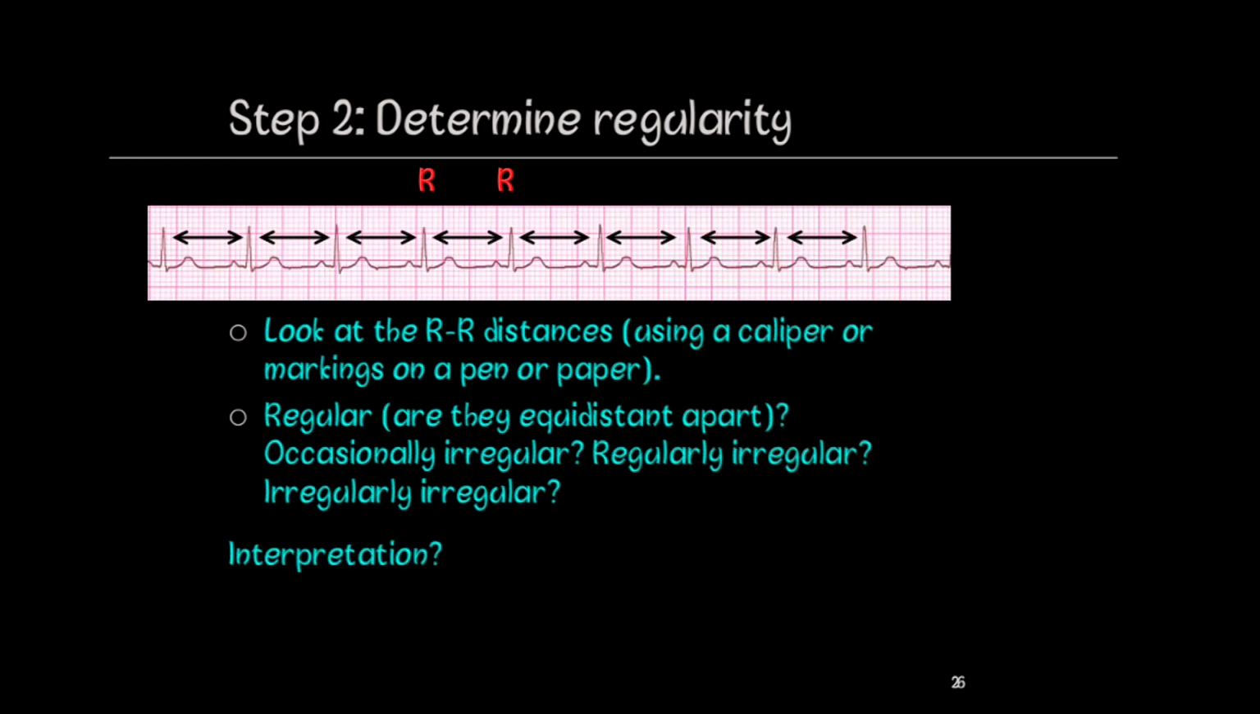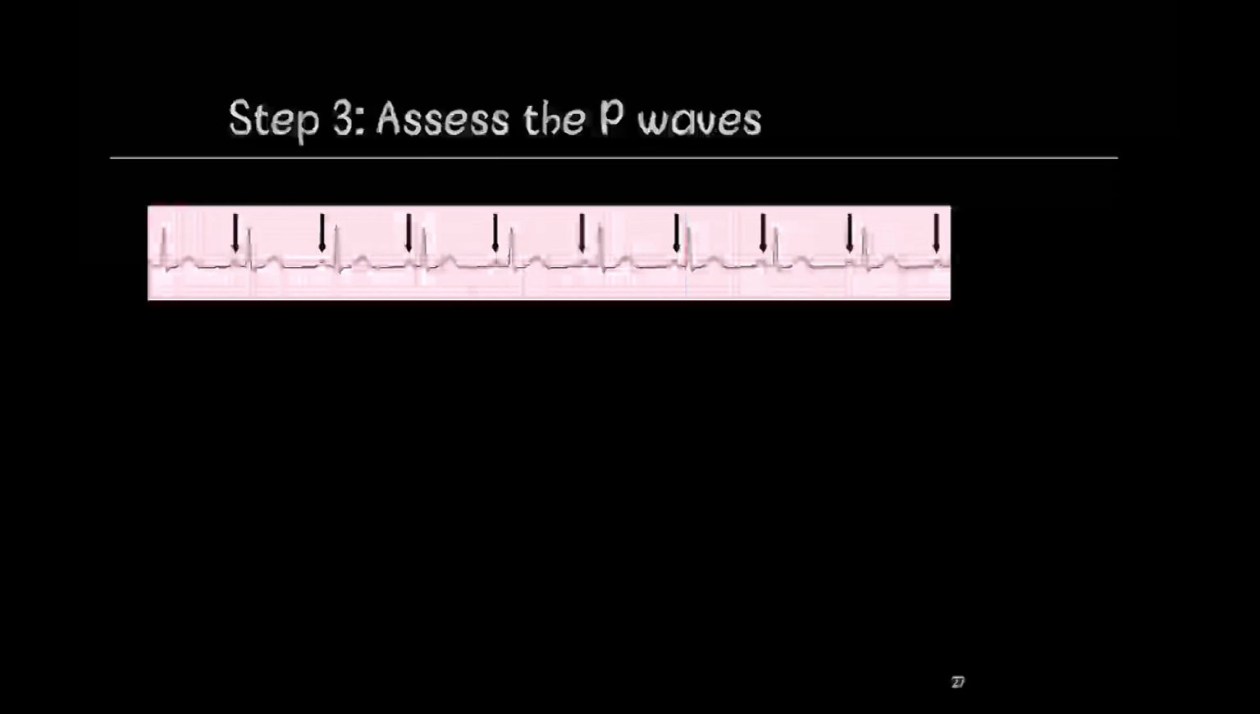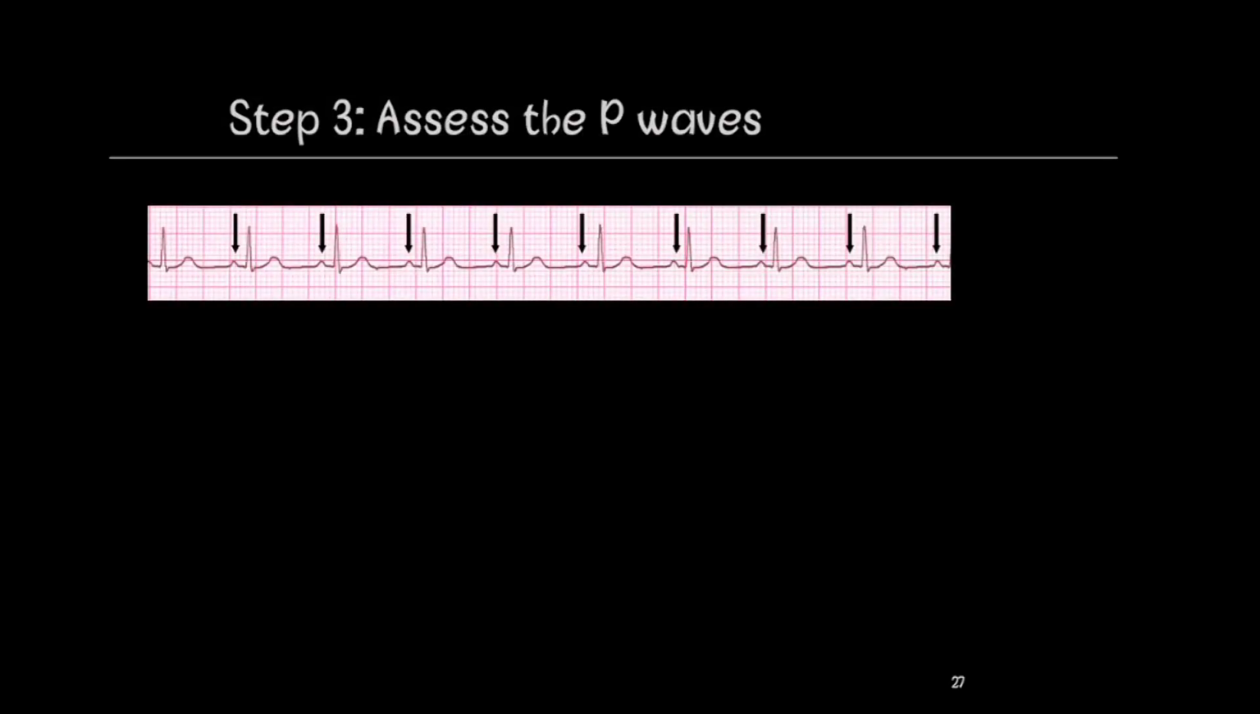Now, can you determine the regularity in the ECG shown here? Yes, you're right, this is a regular ECG, as the distances between the R waves are consistent, equal, or you can say equidistant apart. Now let's move to the third step, and that is assess the P waves.